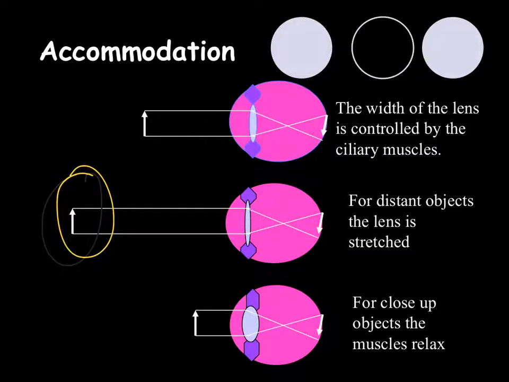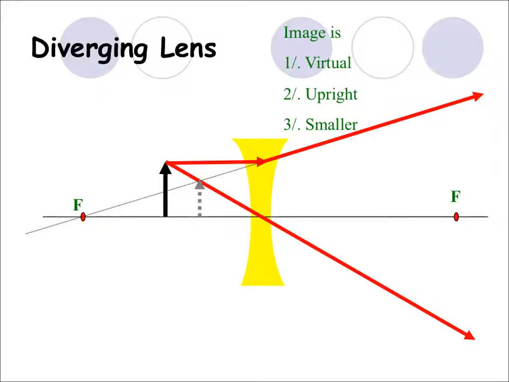Right, so a distant object, thinner lens; close object, fatter lens. And that's called accommodation, stretching that second part of the lens so that you can focus onto the retina. Now, a diverging lens, which is the type that most short-sighted people like myself wear in their spectacles, produces a virtual image.